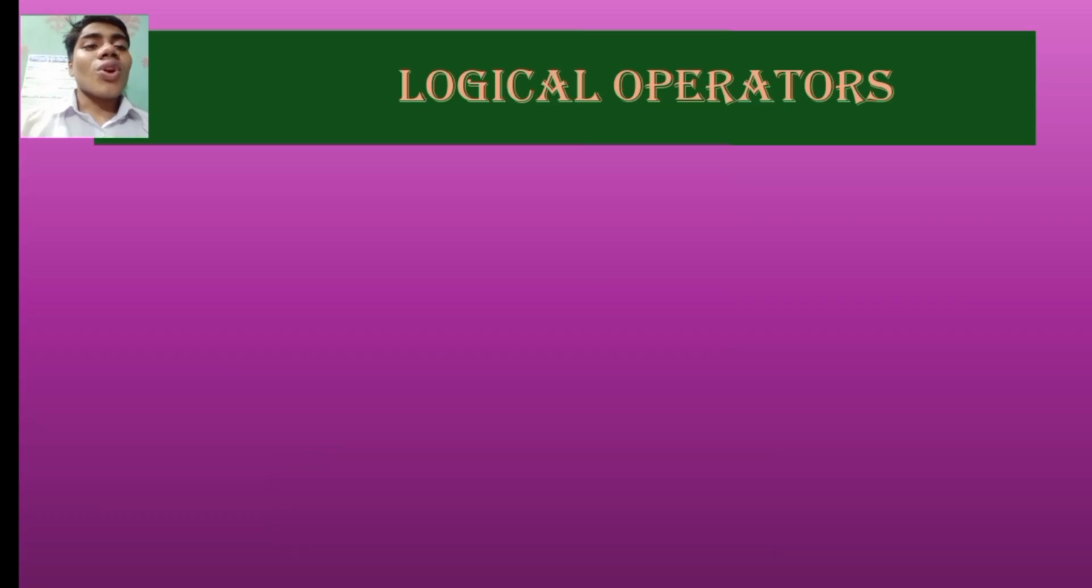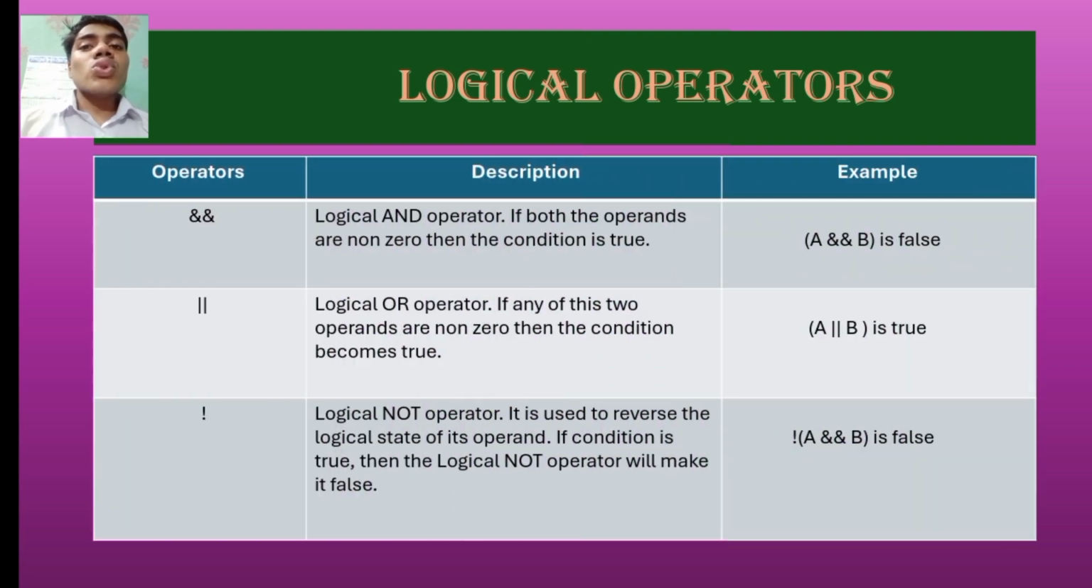And when it comes to logical operators, they are used to combine multiple conditions. Common ones are the logical AND operator: if both the operands are non-zero, then the condition is true. Or the logical OR operator: if any of these two operands are non-zero, then the condition becomes true. The logical NOT operator is used to reverse the logical state of its operand. If a condition is true, then the logical NOT operator will make it false. Here we see some examples.